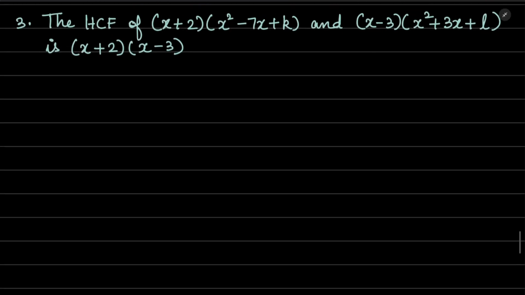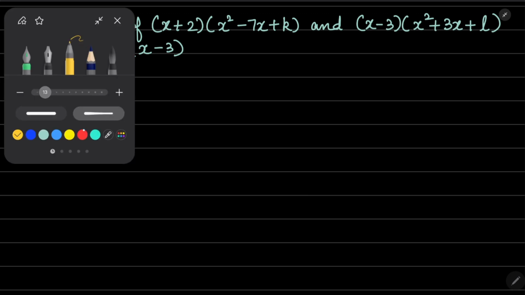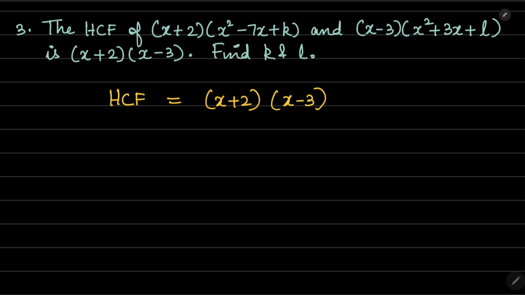So the HCF of x plus 2 into x square minus 7x plus k and x minus 3 into x square plus 3x plus L is x plus 2 into x minus 3. So you have to find the value of k and L. Find k and L is the question. Let's do it. So HCF you are given as x plus 2 multiplied by x minus 3 is the HCF of these two functions.